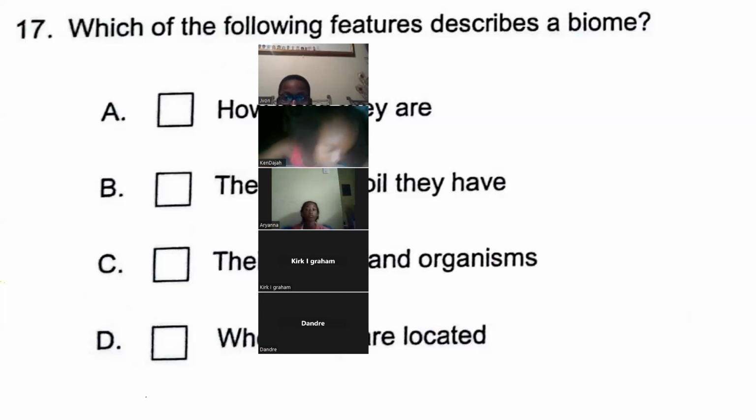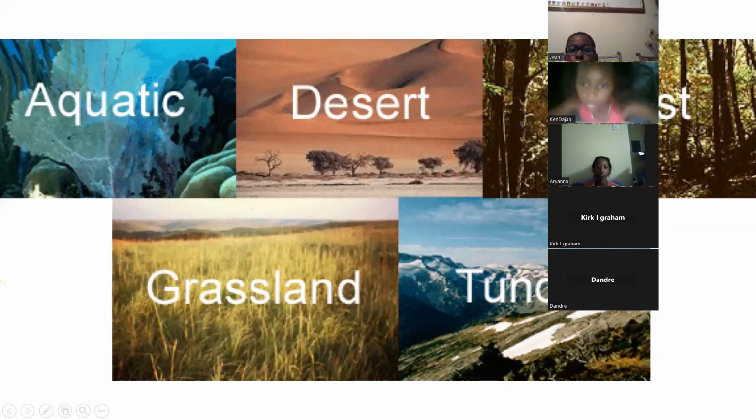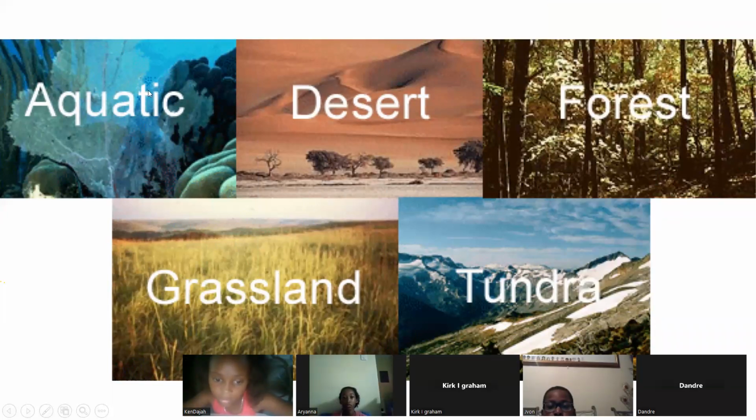All right, so these are different biomes. There are 5 we can talk about. The first one is the aquatic biome. Then we have the desert biome. Then you have the forest. Then you have the grassland, and then you have the tundra. Have you all learned about this before? No, sir. Okay, so these are what we call different biomes. As you can imagine, different animals live in different biomes based on the climate of the biome.